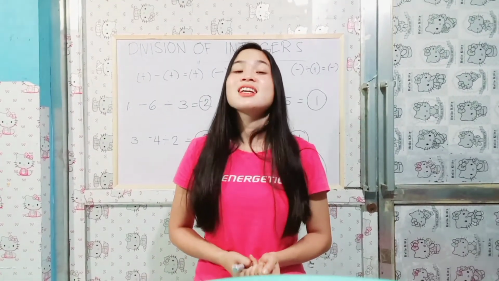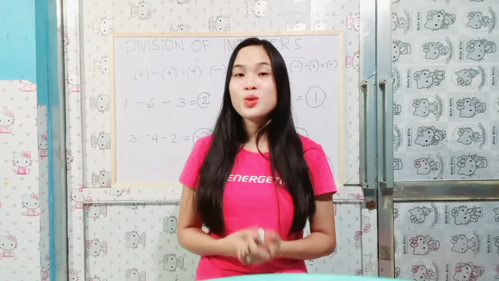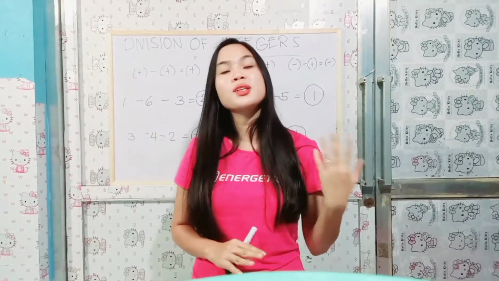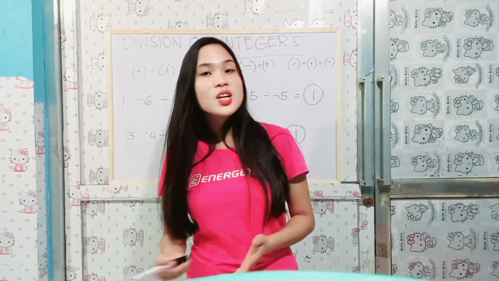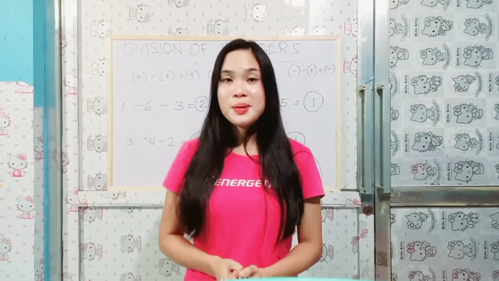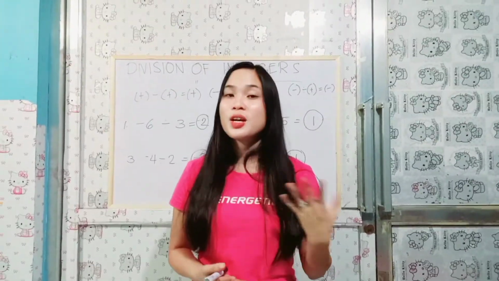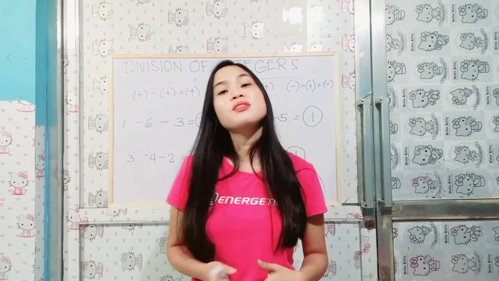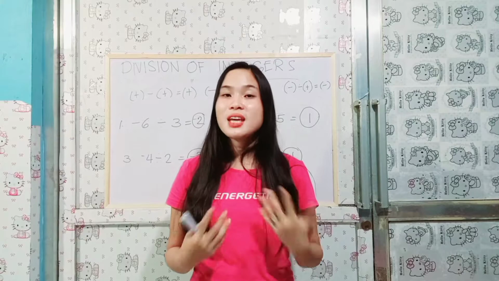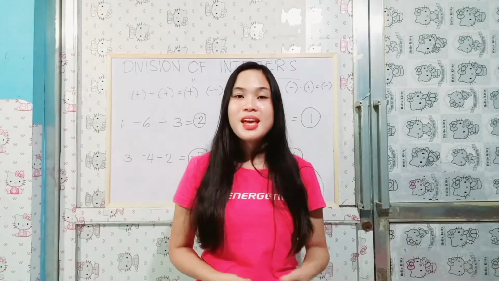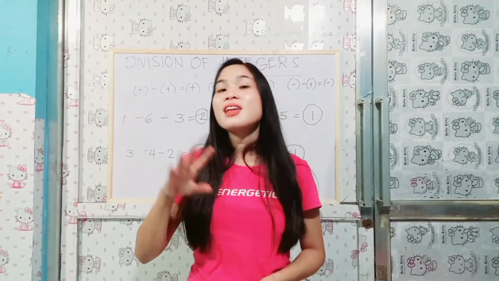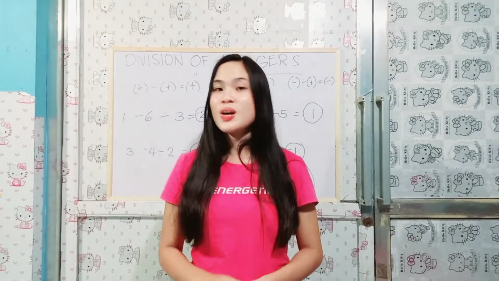Okay? So always remember that in multiplying and dividing integers, their rules are just the same. The only difference is how you solve. If it's multiplication, then you need to multiply the absolute values. And if it's division, then you need to divide the absolute values. And then if the integers have the same sign, their product will be positive. If the integers have different signs, then their product will be negative. And if the integers have the same sign, then their quotient will be positive. And if the integers have different signs, then their quotient will be negative. So as easy as that.